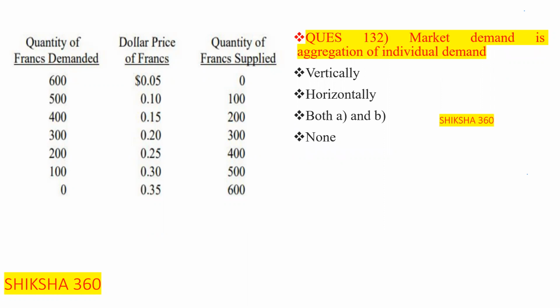Market demand. Please answer this question carefully. Listen. Market demand is aggregation of individual demand, vertically, horizontally, both A and B, or none.